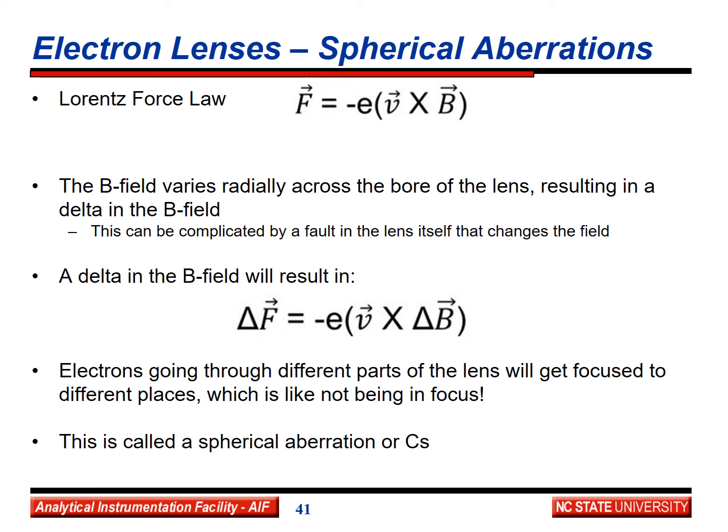The other type of aberration we have to worry about with the Lorentz force law are spherical aberrations. And this is because the B field varies radially across the bore of the lens, which results in a delta of the B field. And this can be complicated if there's a fault in the lens itself that changes the field. A delta in the B field, or the magnetic field, will result in a delta in the velocity, which means that electrons going through different parts of the lens will get focused to different places, which is like not being in focus. This is called spherical aberration, or C sub S, and this is a difficult aberration to deal with.